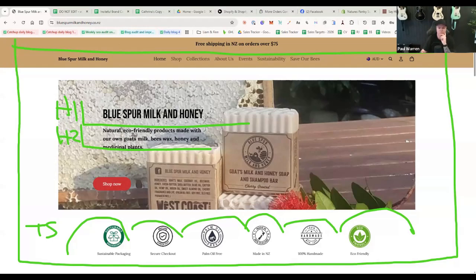So this is a trust statement, right? Sustainable packaging. Most consumers don't care about that. Secure checkout. They definitely don't care about that, that's expected. Palm oil free? Yes. Made in New Zealand? Probably. Handmade? Probably. Eco-friendly? No. So what we need to do is rebuild this so that you get about 8 yeses before someone has even started scrolling.